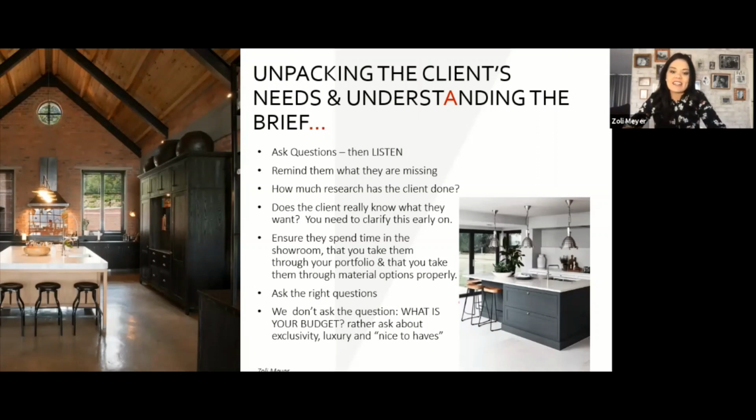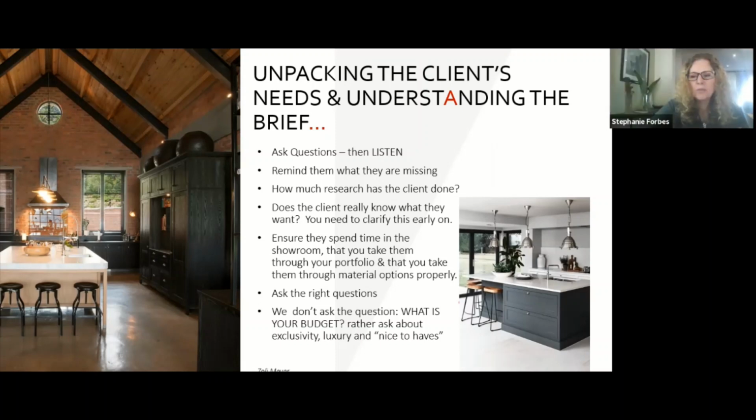And then secondly, I think people don't always realize what quality costs. So I think that makes it a bit difficult to just go out and throw that question, what is your budget? I think it's better to ask different questions, like things about exclusivity, luxury, nice to haves. When you ask those kinds of questions, you can get an idea of where this customer is at. And then from there, you can always go up or down as well.